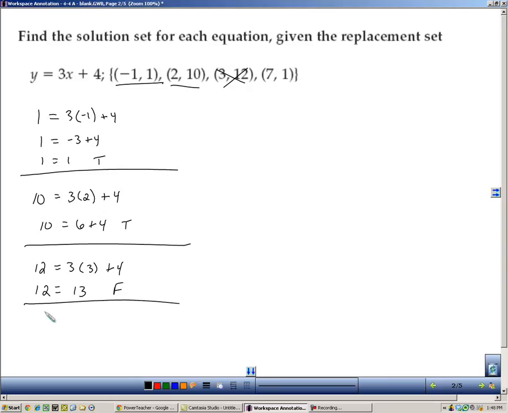And the last one, 7 and 1, 1 for the y, 7 for the x. 21 plus 4, 1 does not equal 25, that's false. So that one goes away. Our solution set then is written as a set of ordered pairs, or written as a relation.